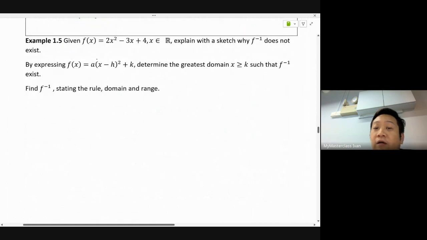So a quadratic curve is always not one-one, right? Explain with a sketch why f inverse does not exist.